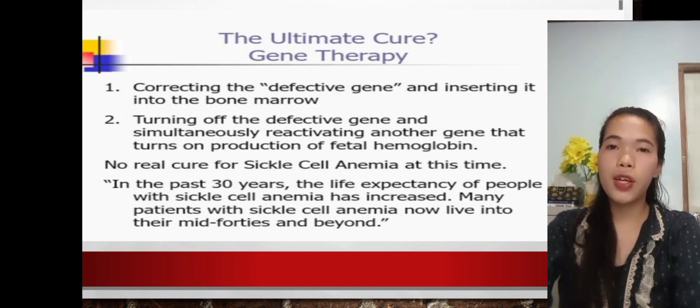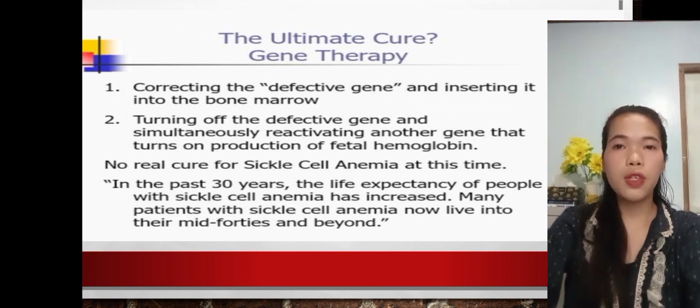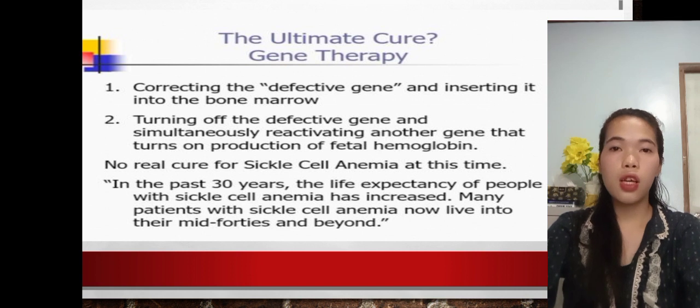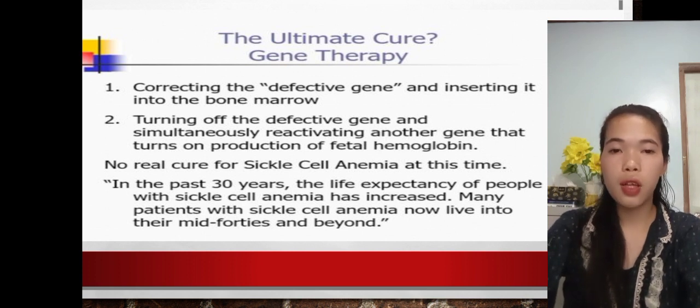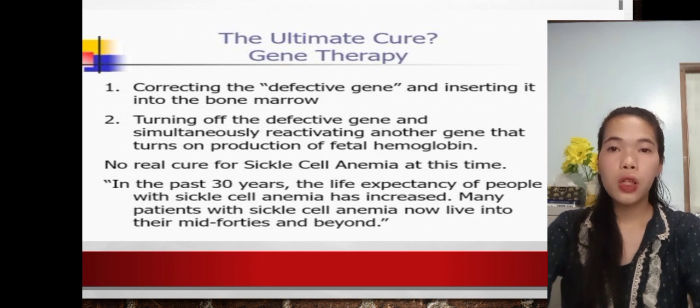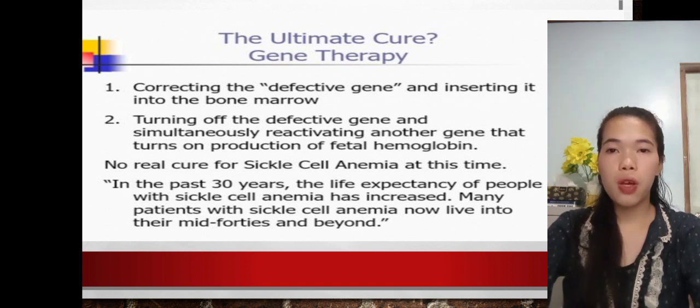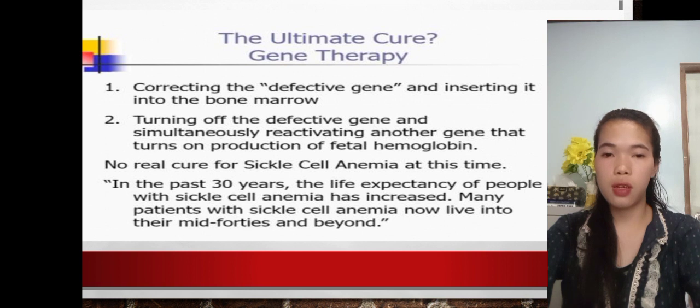The next is the ultimate cure, gene therapy. First is correcting the defective gene and inserting it into the bone marrow. Second is turning off the defective gene and simultaneously reactivating another gene that turns on production of fetal hemoglobin. There is no real cure for sickle cell anemia at this time. In the past 30 years, the life expectancy of people with sickle cell anemia has increased. Many patients have lived into their mid-40s and beyond.